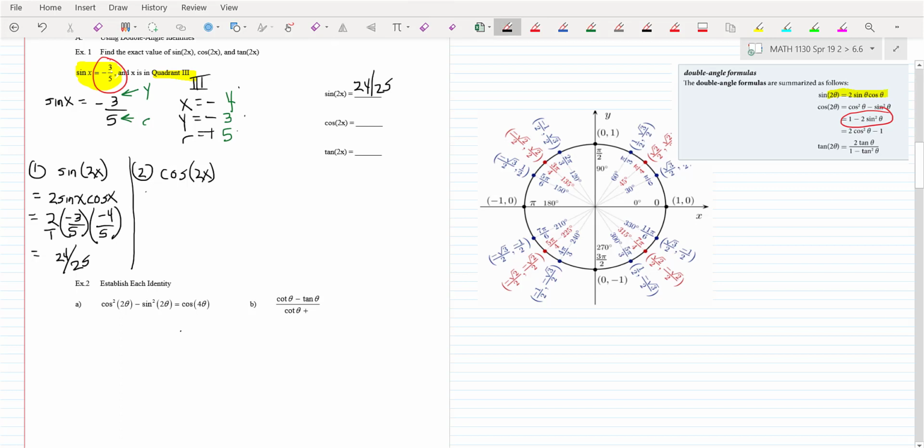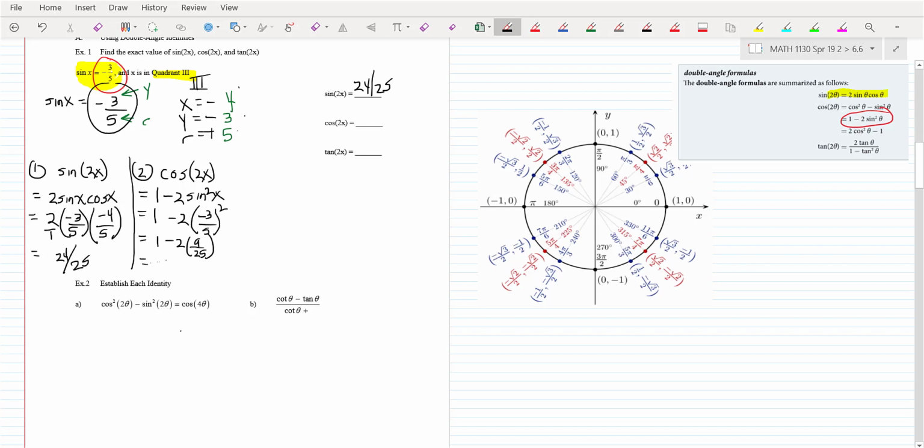But to me, it's a little less work to use 1 minus 2 sine squared x, just because I gave you what the sine is. So then all you have to do is work out 1 minus 2 times -3/5 squared. That's why I'm using that identity, because I gave you the sine. That's your call. You can do whatever you want. So this gives me 1 minus 2 times, squaring the fraction, 9/25.